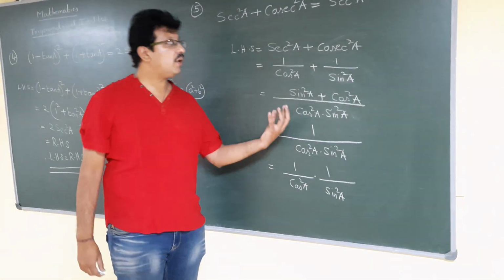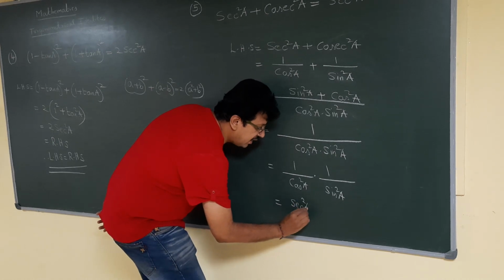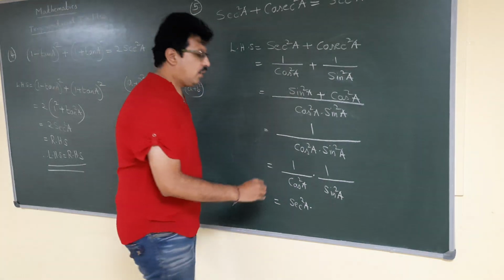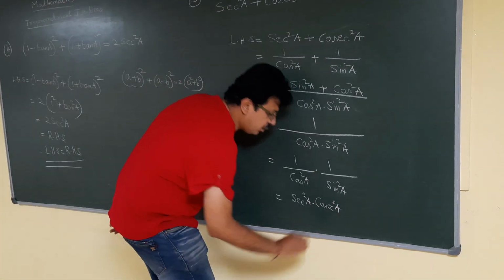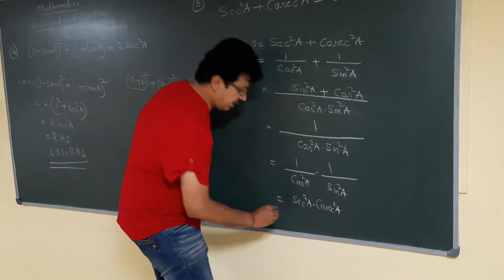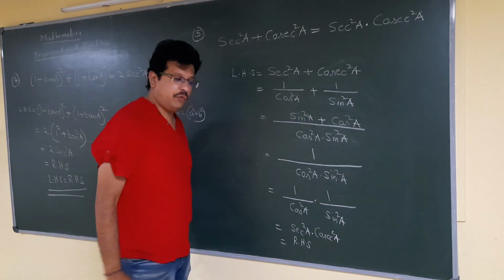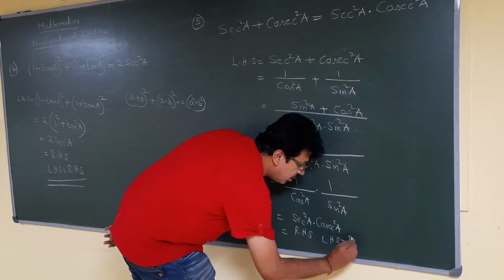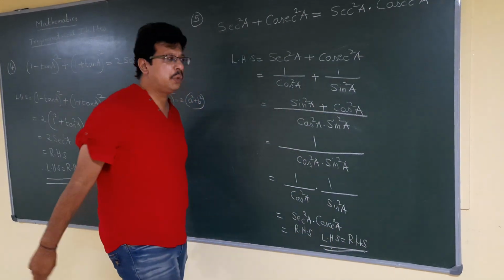1 by cos square A is secant square A. Just now I explained to you that it's a reciprocal relation. 1 by sine square A is cosec square A. So you got the RHS, that's the right hand side. So we have proved that LHS equals RHS. So hence we have proved it.